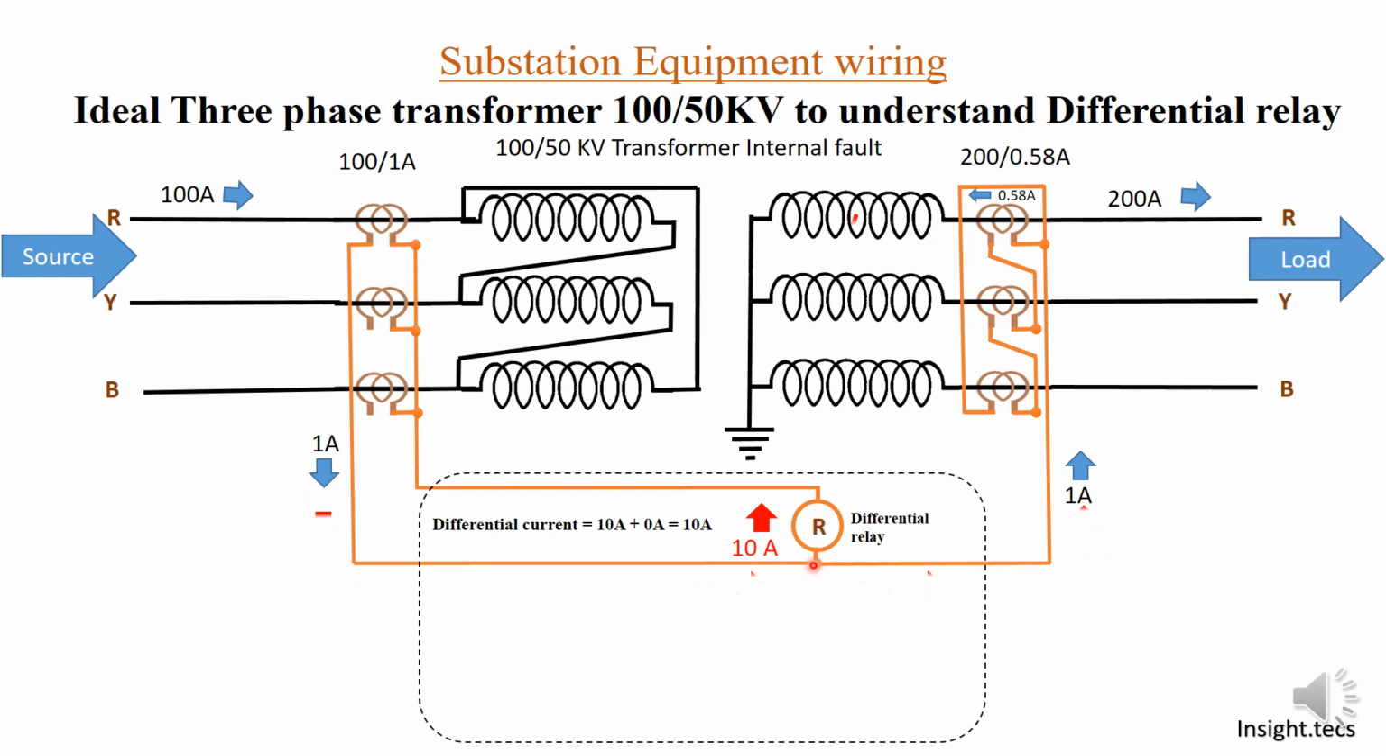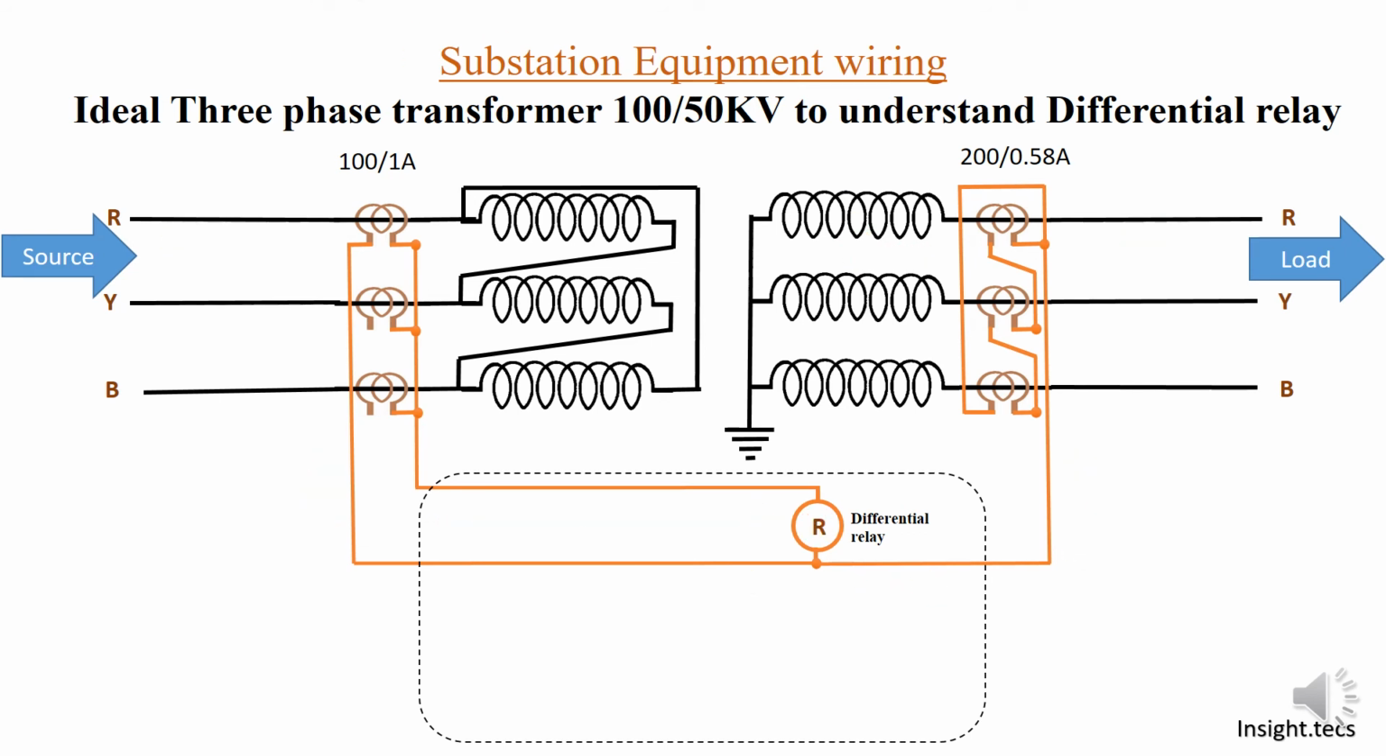So at this node, if we come again over here, you can see there is a difference of the current, that is 10 amperes is coming from this side and 0 amperes is going outside. That means 10 amperes is flowing through the differential relay to complete my star connection. So now the differential current has some current of 10 amperes. Because it has this current, the differential relay is getting operated. That is how a differential relay is operated in the internal fault for my ideal three-phase transformer.